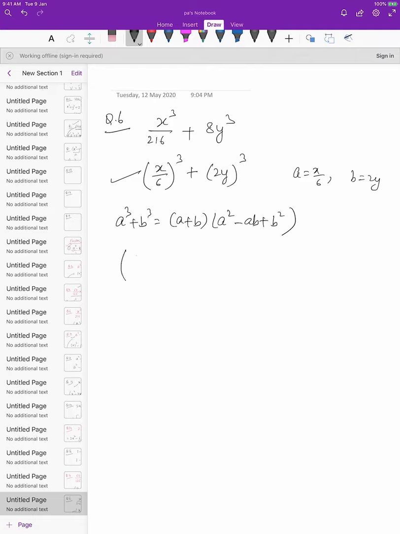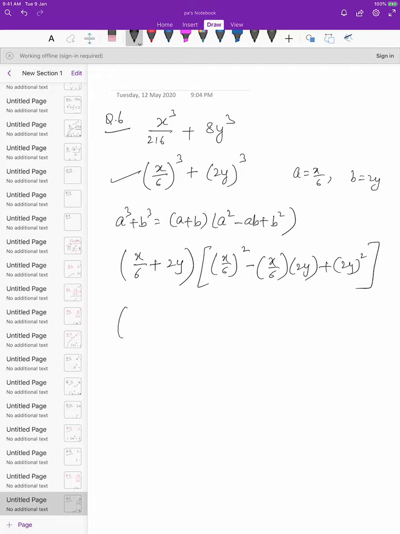A plus b will be x by 6 plus 2y. This is a plus b. Then a square minus a into b plus b square. When you open it out, you will get x square upon 36 minus xy upon 3 plus 4y square. This is a very simple example.